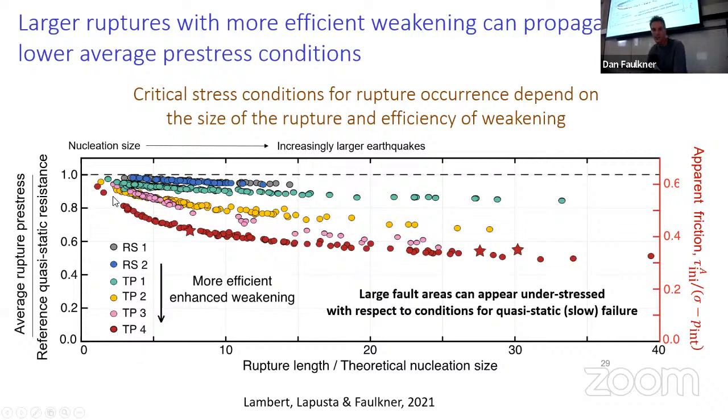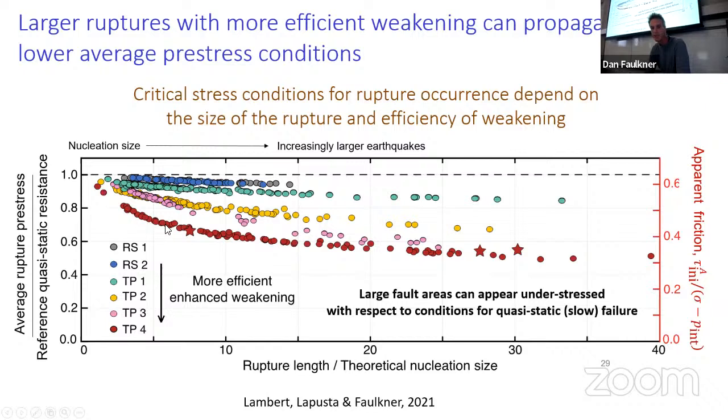So what this tells us, if we just have a look at the red data to start with, is that the bigger earthquakes are able to plow their way through ever lower values of pre-stress on our fault zone. Also, the more efficient dynamic weakening that we have, which might be produced by lower permeability fault rocks, for example, which produces more efficient thermal pressurization, the more this pattern is accentuated.